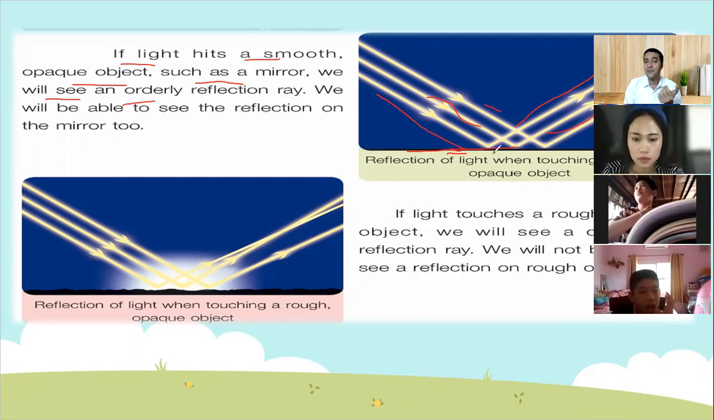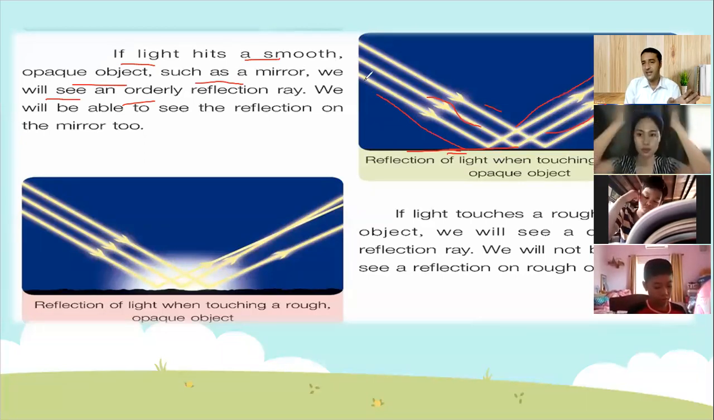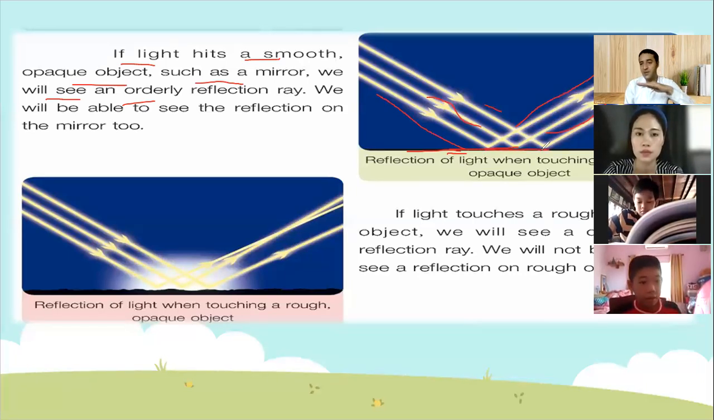Why is it like that? The mirror is actually an opaque object. We already learned last week about transparent, translucent, and opaque objects. So when the light releases from the light source and hits the smooth, plane surface, it will reflect at the same angle, straight, you can see here.